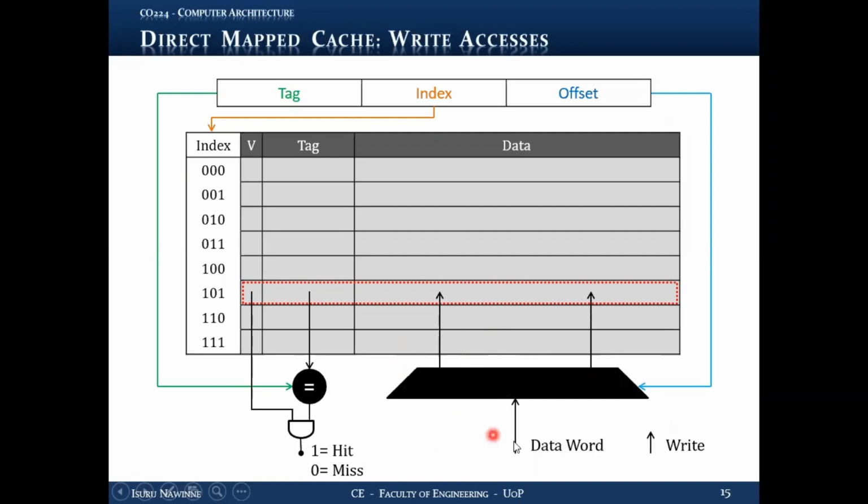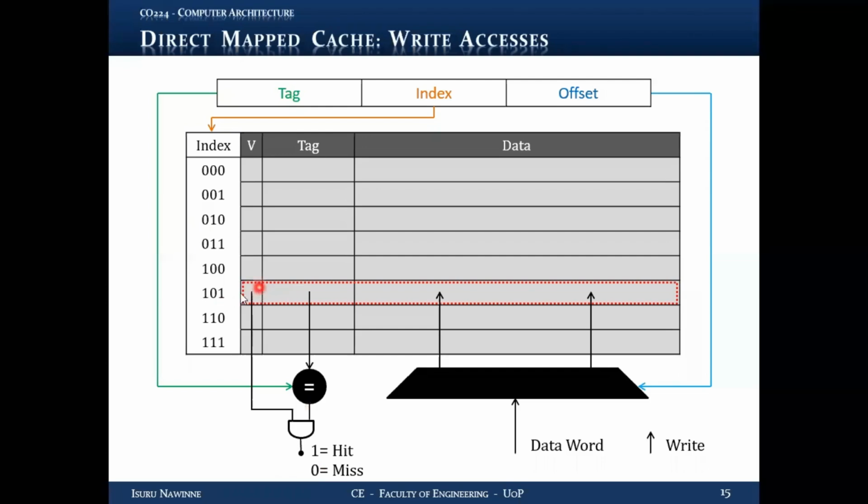Can this writing part happen in parallel with the tag match, the tag comparison? Now in the read access, we said both can happen in parallel because we are going to read anyway. So if this was a miss, then we can just discard the outcome. Now, in the case of writing, it becomes a little bit troublesome. What if we write and tag compare at the same time and the tag compare becomes a mismatch?